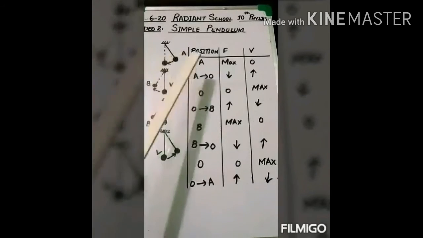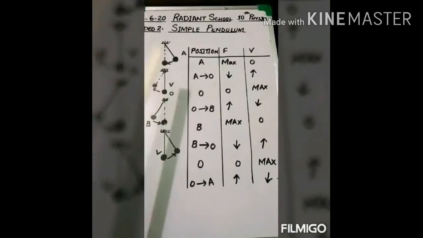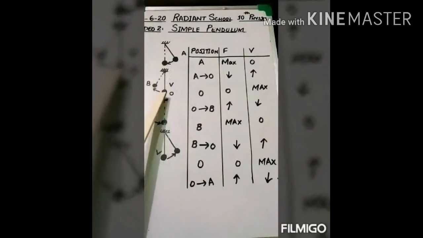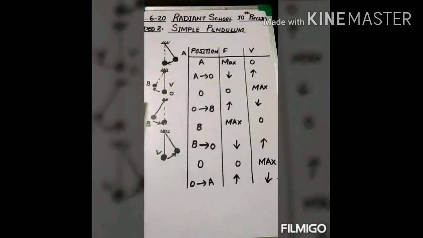After that, when the bob is released, it will start moving towards the mean position. Then after the mean position, it will have some speed, it will move on to B, then it will come back to O, then from O it will again move to point A.